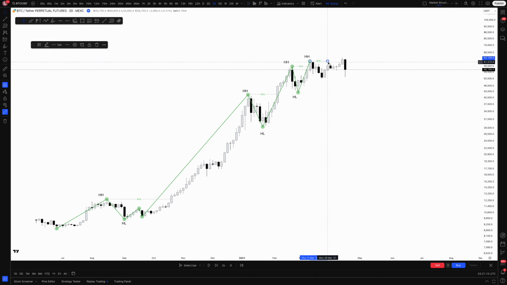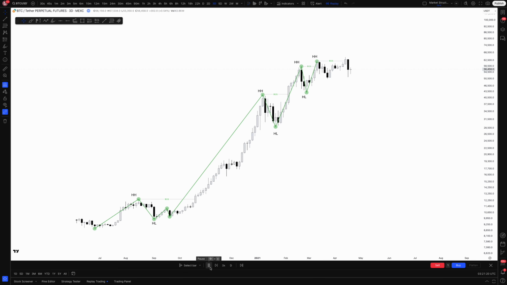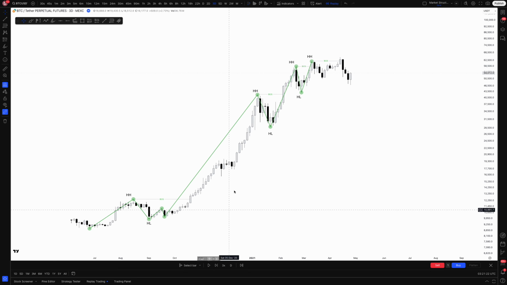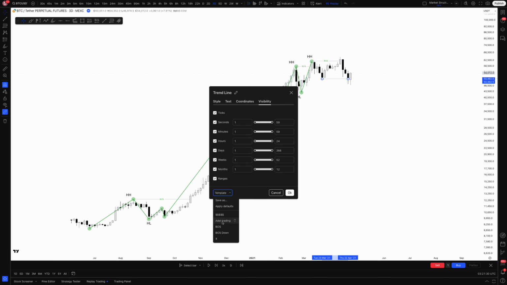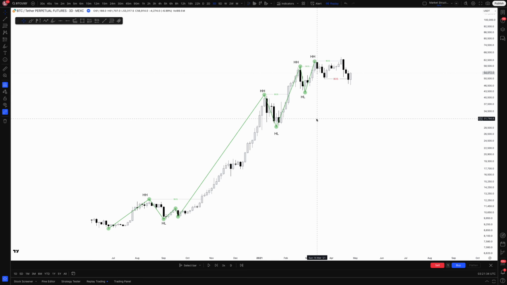Right there, we had another break of structure. So we're continuing up. Keep going. Alright, and then we had a break to the downside. So you can see that just looking at this, I can see that Bitcoin is kind of, the move to the upside looks like it's getting exhausted.